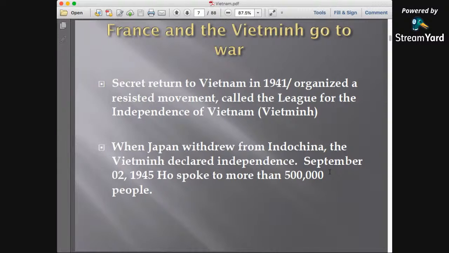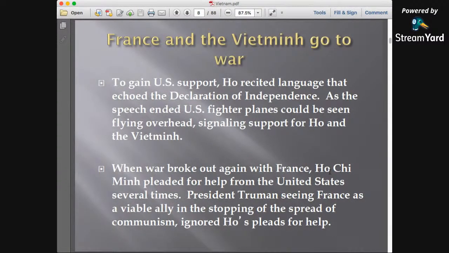And as planes were flying overhead, it's noted that Ho Chi Minh recited the Declaration of Independence, where they were going to become their own nation and form it and run it. So it's important to look at that date of significance. To gain U.S. support, Ho recited language that echoed the Declaration of Independence. As the speech ended, U.S. fighter planes could be seen flying overhead, signaling support for Ho and the Viet Minh. Now, signaling and hope, that's pretty important.